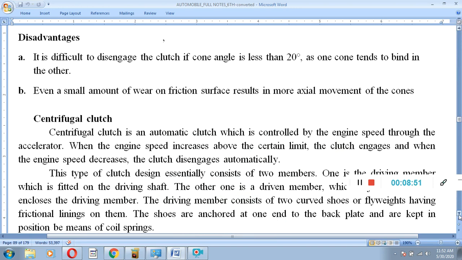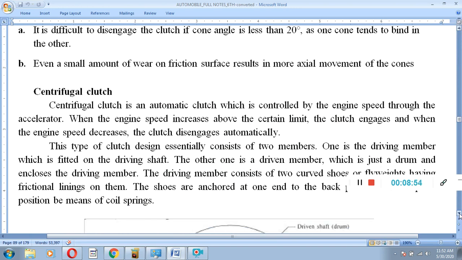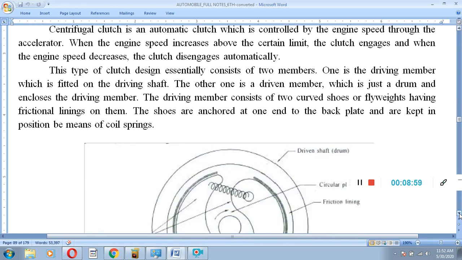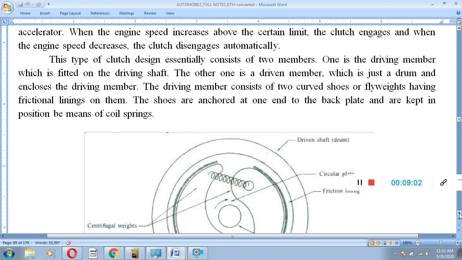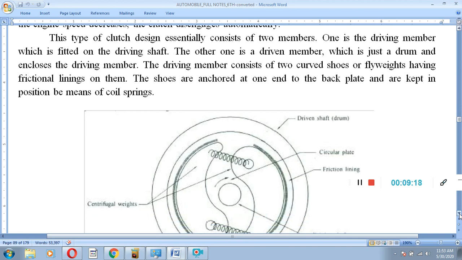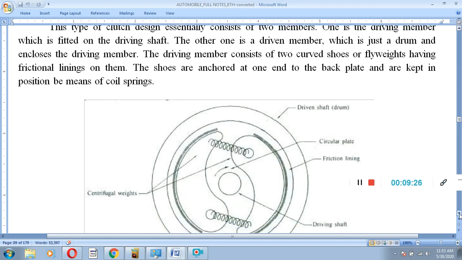Now how does it work? A centrifugal clutch is an automatic clutch which is controlled by the engine speed through the accelerator. When the engine speed increases above a certain limit, the clutch engages, and when the engine speed decreases, the clutch disengages automatically. This type of clutch design essentially consists of two members. One is the driving member, which is fitted on the driving shaft, and another one is the driven member, which is just a drum and encloses the driving member.